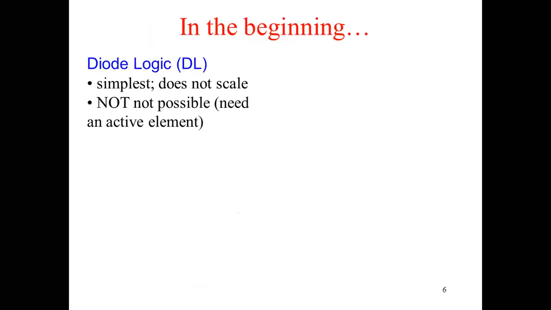Now move to the start of the evolution of digital ICs. The first was the diode logic. It was pretty much the simplest, as you have seen diode as a switch. The gate is also a switch. So diode logic is the simplest, does not scale, and NOT gate is not possible, as you need an active element. This was the AND gate constructed with the help of the diodes.